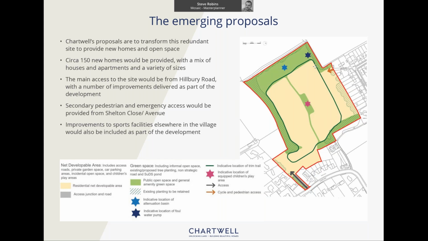We also include a children's play area. That's the pink star in the middle. We've also got a drainage feature, so a pond that will sustainably deal with surface water drainage, and that's the light blue star at the top of your drawing. And also a foul water pumping station. This is a dark blue star, and that's something you won't really see. It's underground, just pumps water.